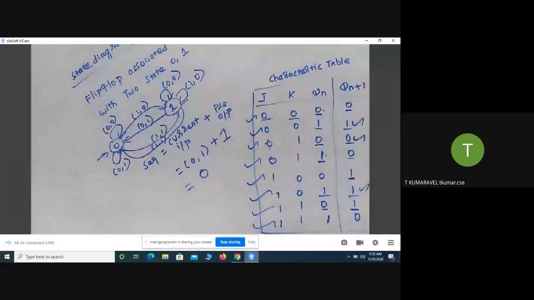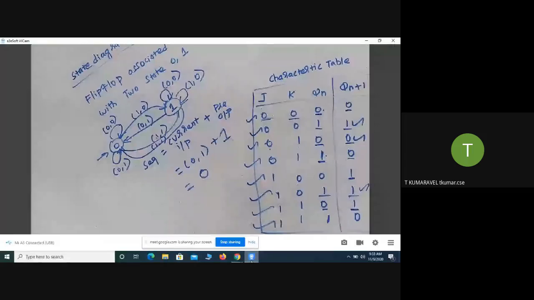Okay, that is called a state diagram. Do you have any queries? No, sir. Okay. If you know the characteristics table, you can easily draw the state diagram. I am asking for all of you. Yes, sir. It's okay, sir.